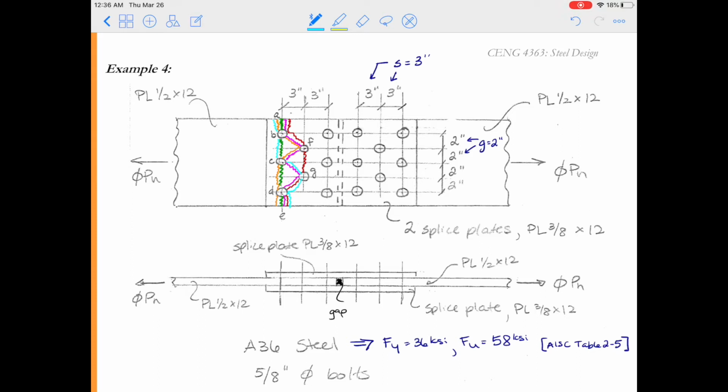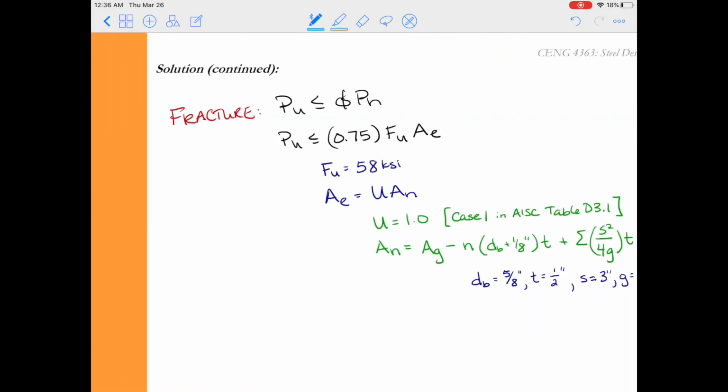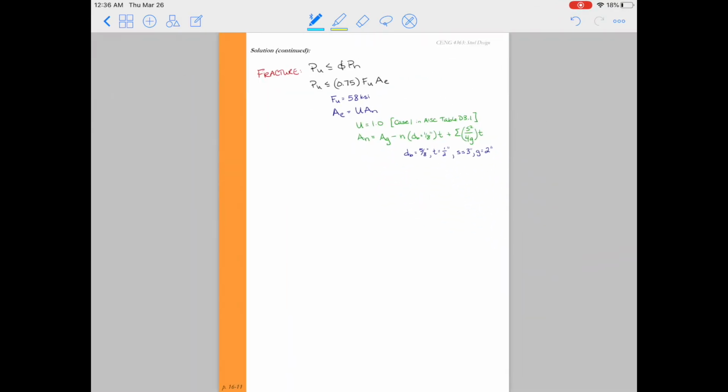Only one of them will result in the lowest possible design strength for this tension member. However, it is important that we check all these possibilities because we want to find what gives us the lowest fracture strength.